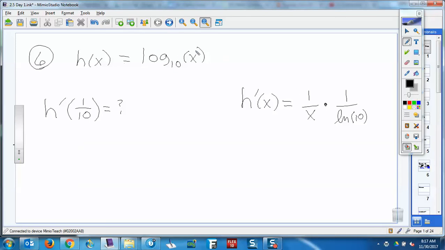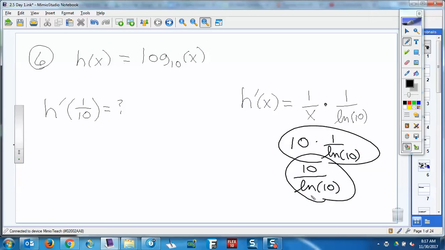So log base 10 of x means 1 over x times 1 over ln 10 because of the rule that we had yesterday. And then you plug in a 1/10 for x. So 1 over 1/10 would be 10 times 1 over ln 10, or most of you would probably write that as 10 over ln 10. And just leave it like that. That's fine. Doesn't matter.